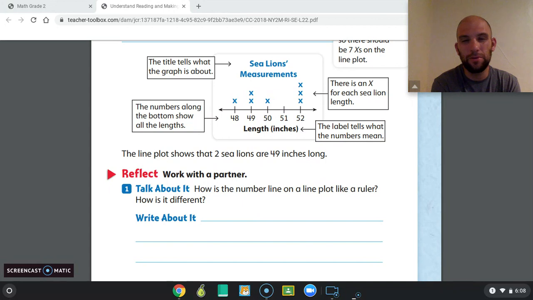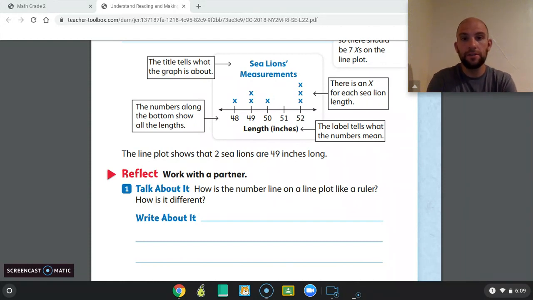How is a line plot similar to a ruler? So actually think about that for a second and see if you can come up with your own answer. Write it down if you need to. At any point, if you need to pause the video, feel free to give it a pause and think about it a little bit and then resume when you're ready.